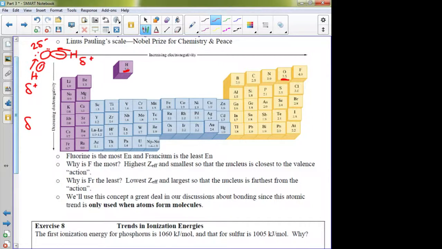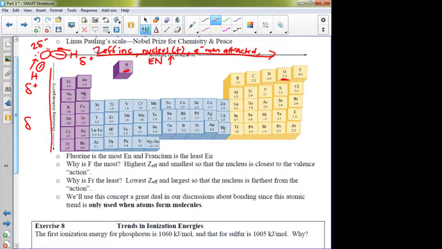As I go across the periodic table, what happens to my effective nuclear charge? It increases, which means my nucleus becomes more positive, which means my electrons become more attracted to the nucleus, which means my electronegativity is going to increase. These atoms, as we go across, have a greater ability to pull electrons into themselves when in a bond. Does that make sense?